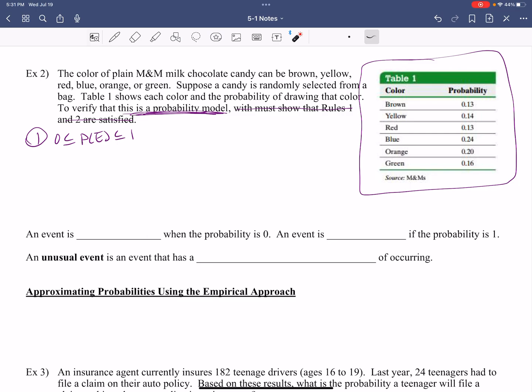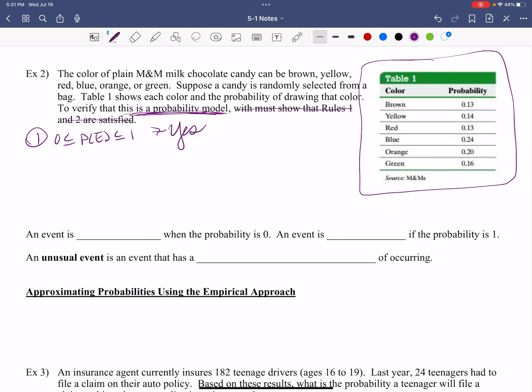0's legit. You could have a 0 in there. You could have a 1 in there, right? But all of these are between 0 and 1. And notice, what are they? They're decimals. What did we say it would be? A decimal, right? So yes, this is good. This criteria is met.